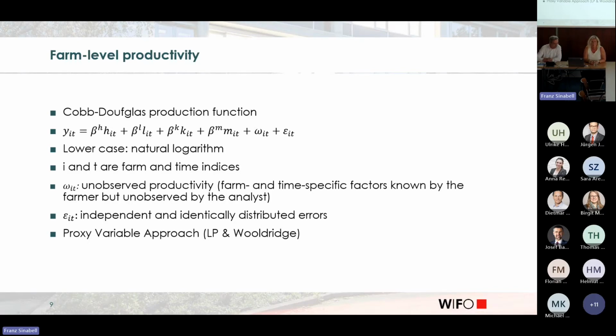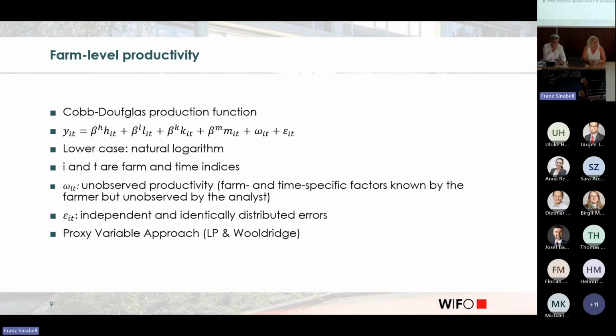So we start with a very usual Cobb-Douglas production function. All lowercase letters here indicate that we are using natural logarithms, such that the beta coefficients we're going to estimate are interpreted as elasticities, as vector elasticities. So it's a farm-level analysis, and of course the parameter we are mostly interested in is this omega IT. It's the unobserved productivity of a farmer, which is farm and time specific, but known to the farmer, but not to the analyst. And we have our independent, identically distributed error terms, as always.